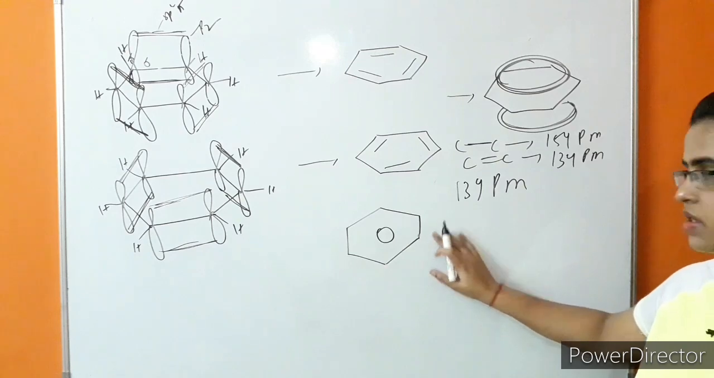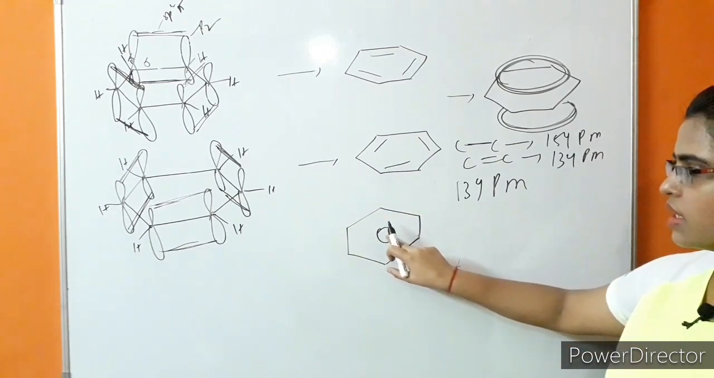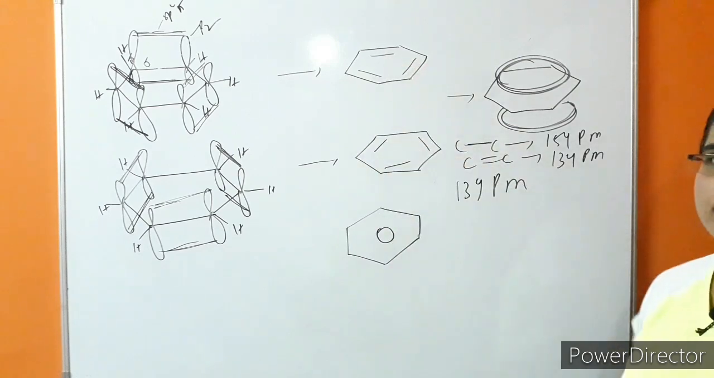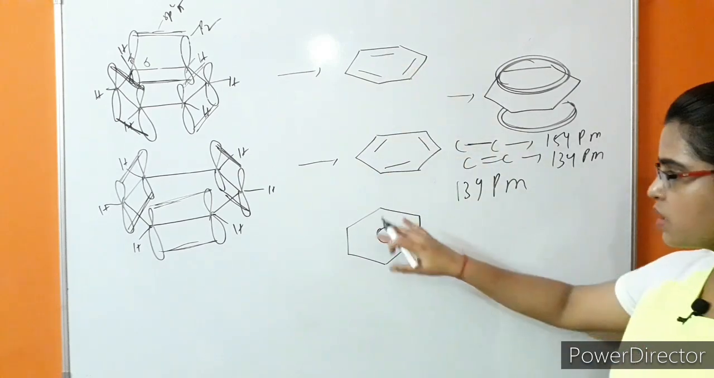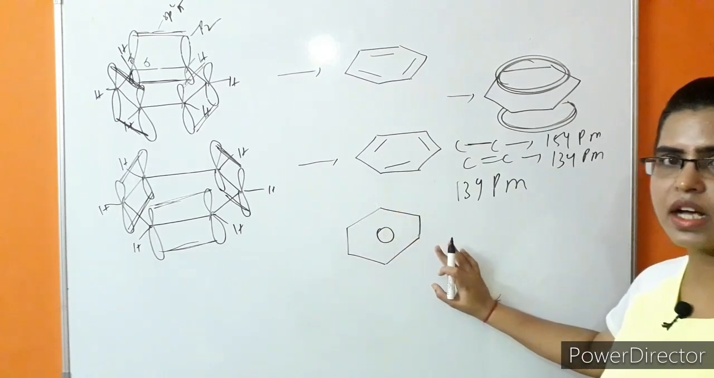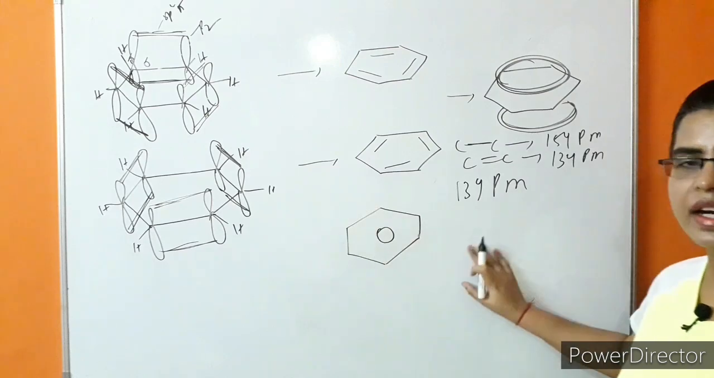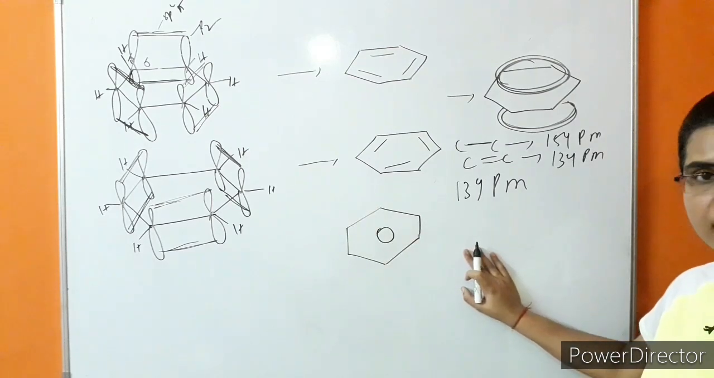Because of the delocalization of these pi electrons over the whole system of the benzene ring, nowadays the benzene ring structure is also represented by this structure. This circle represents that these pi electrons are delocalized. These pi electrons are rotating and covering each and every carbon present in the benzene ring. It means these pi electrons are movable and delocalized.